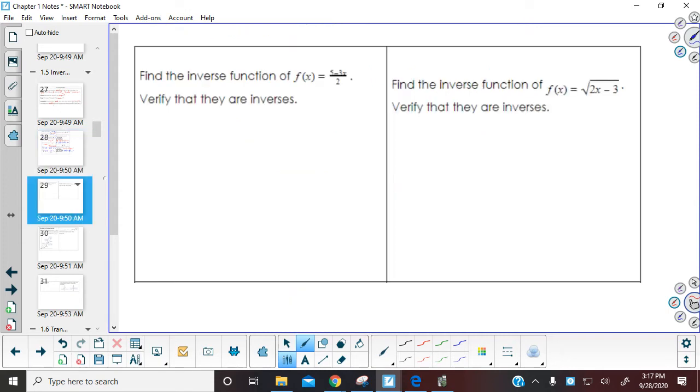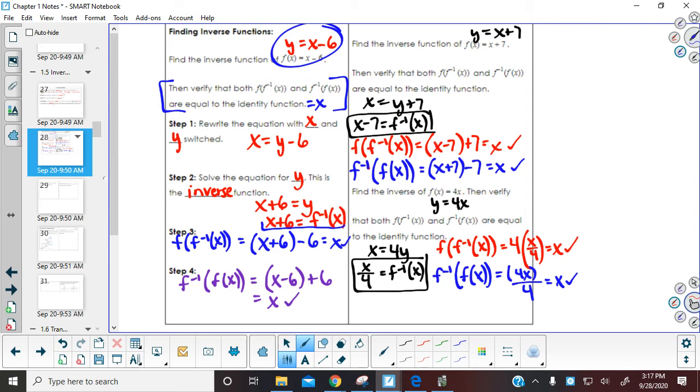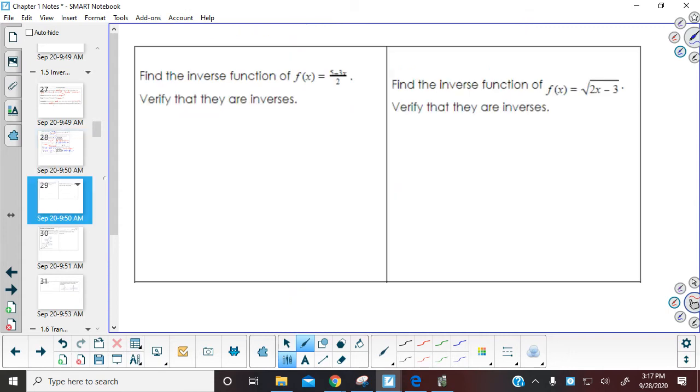Now once we look at these, this gets a little more complicated, because it makes sense that if my original was subtraction, my inverse would be addition. Same thing with the second one: if my original was addition, my inverse would be subtraction. Same thing with the last one: if my original is multiplication, my inverse would be division. The problem is they're not always that easy.